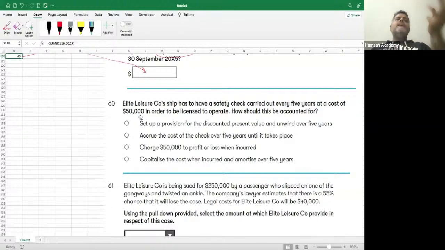So how can we set up a provision in the very first place? Because it is not related to the past, it's related to the future. I will get my license to operate in the future. It's not something which is related to the past. I will have my license for the next 5 years, right? So we cannot create a provision over here. The provision cannot be created for future events.